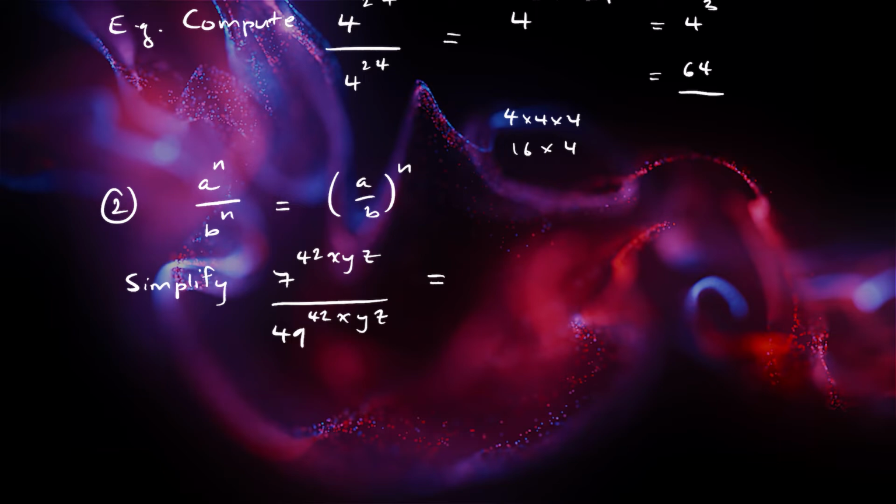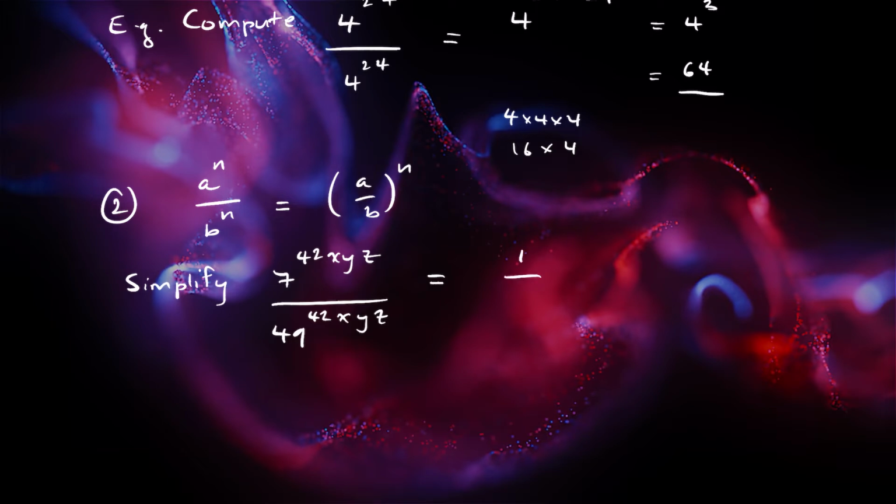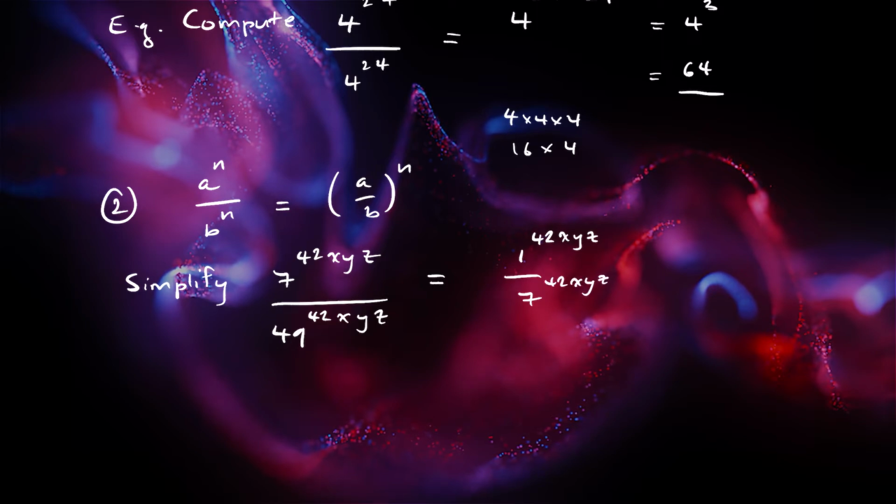First, let's look at our fraction bit. We've got 7 over 49, so we can simplify that by dividing the top and the bottom by 7. 7 over 7 gives me 1, and 49 over 7 gives me 7. But both of these are still raised to 42xyz. Now, look at our second quotient rule. We've got different bases, so we've got base 1 and base 7 here.